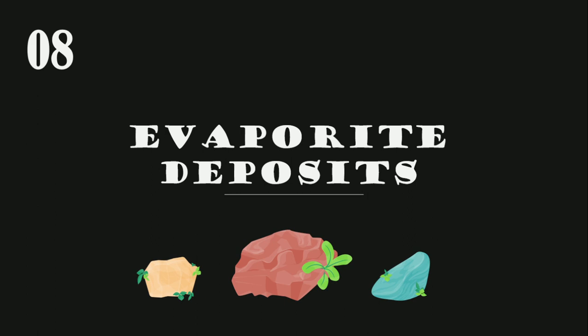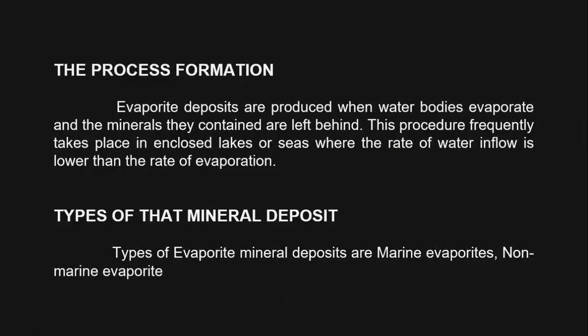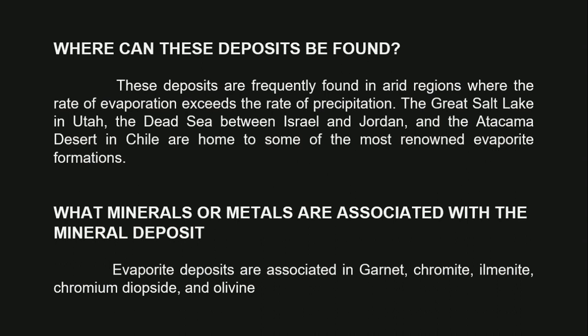So, next is the evaporite deposits. So, these deposits are produced when water bodies evaporate and the minerals they contain are left behind. So this procedure frequently takes place in enclosed lakes or seas where the rate of water inflow is lower than the rate of evaporation. So this type of evaporite mineral deposits are marine evaporites, non-marine evaporites. So this deposit is frequently found in arid regions where the rate of evaporation exceeds the rate of precipitation.